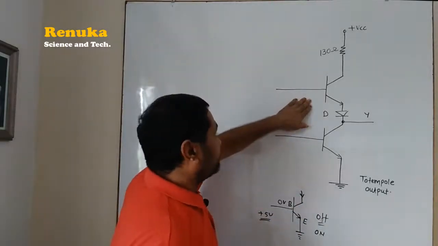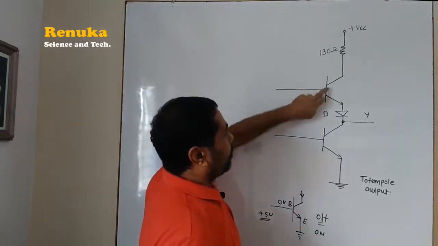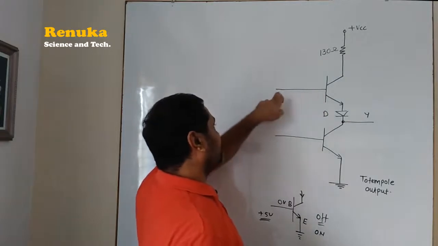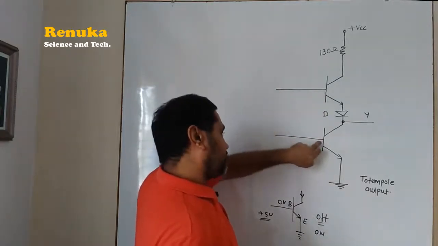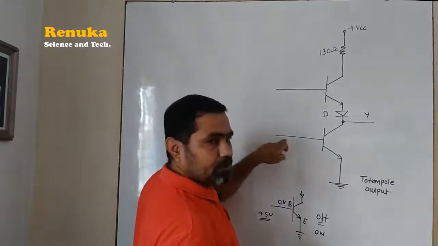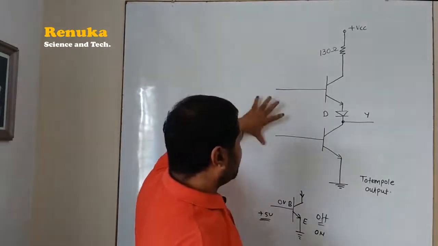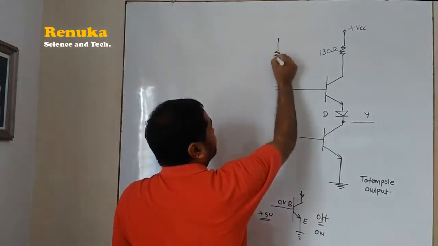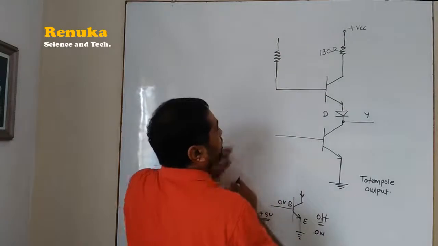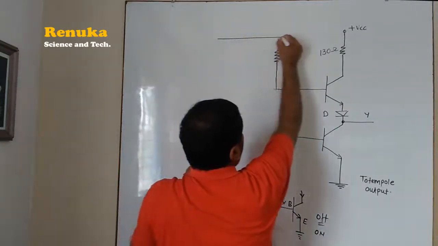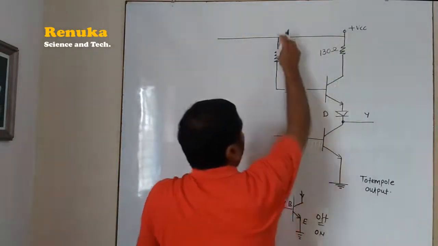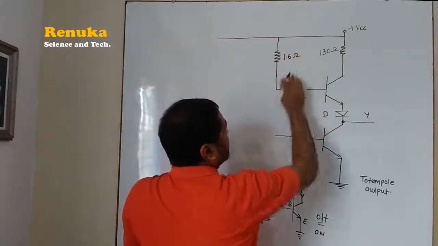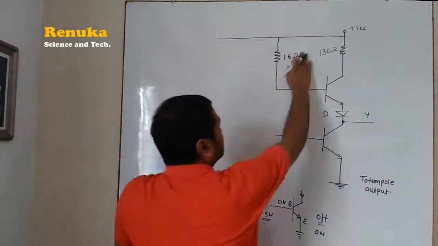Back to this circuit: if we want to make a transistor on or off, we have to provide some voltage here. That is why the base has to be connected somewhere. For the second transistor also, it has to be connected somewhere. Now to drive the bases of these two transistors, we have to connect them to the power supply like this. This is the power supply line, with positive voltage, and it is connected here. The standard value of the resistor used here is 1.6 kilo ohms.